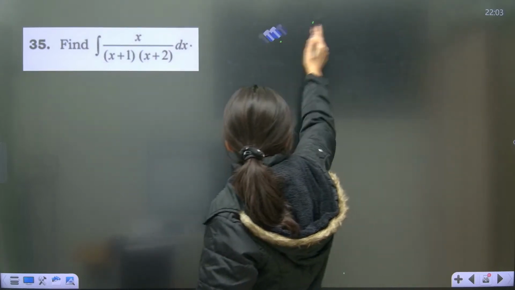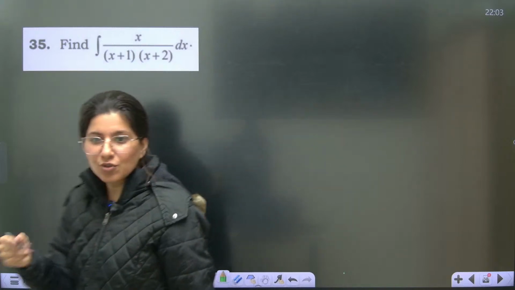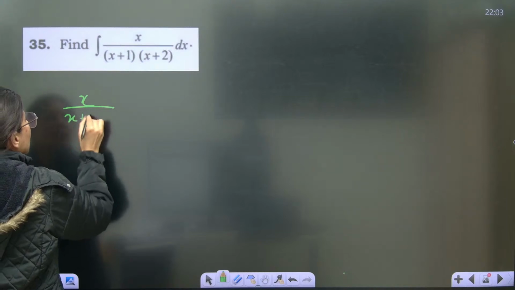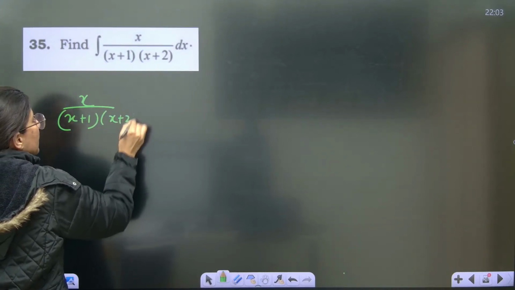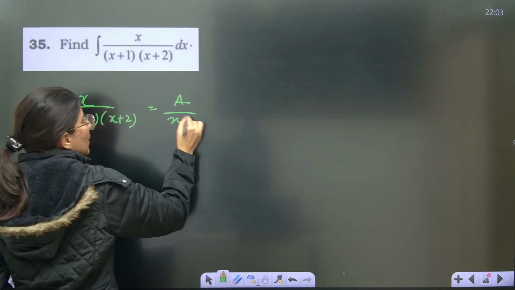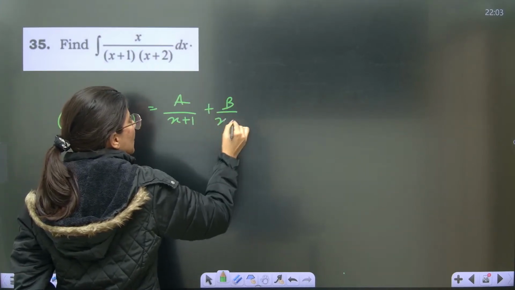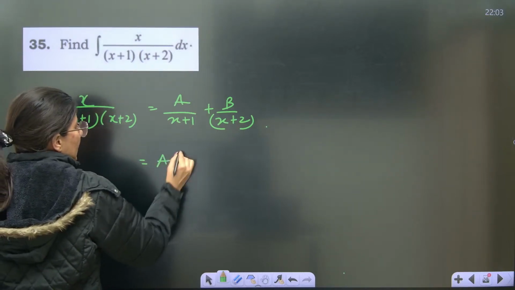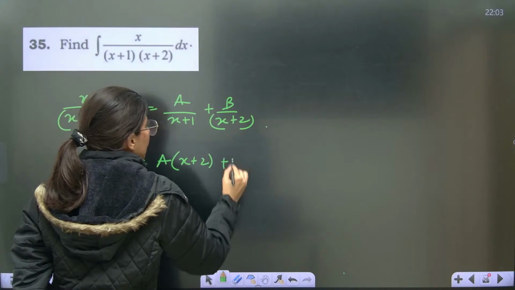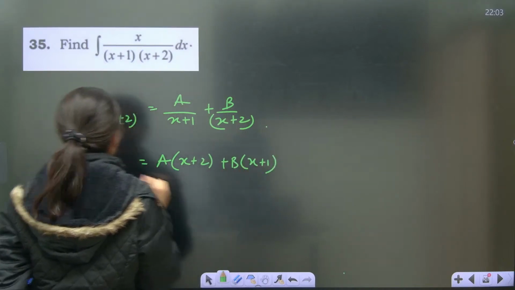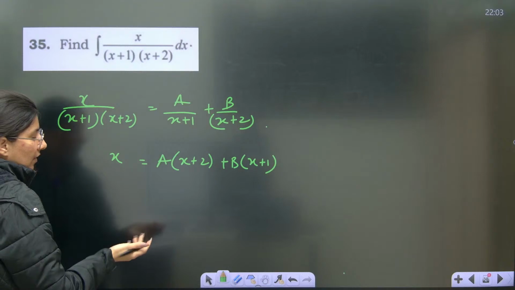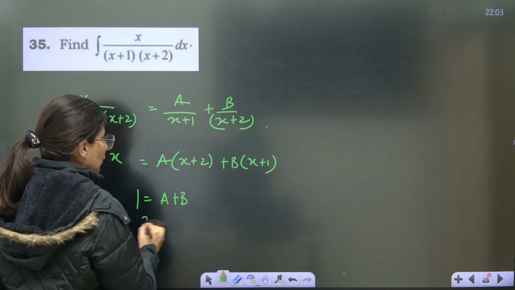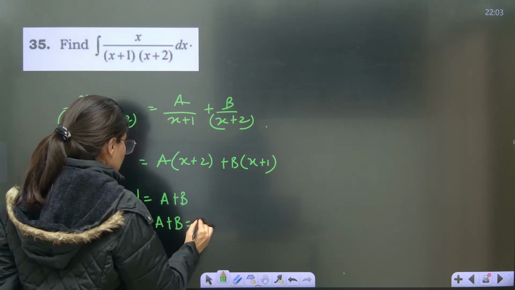Formula we are going to apply. This is a bit of a jugaadu method. So let's do one thing. x upon x plus 1, x plus 2 is equals to a upon x plus 1 plus b upon x plus 2. Correct? This is the better way. Now, take LCM. A(x plus 2) plus B(x plus 1) is equals to x. Now compare. So obviously 1 equals to a plus b and 2a plus b is equals to 0.